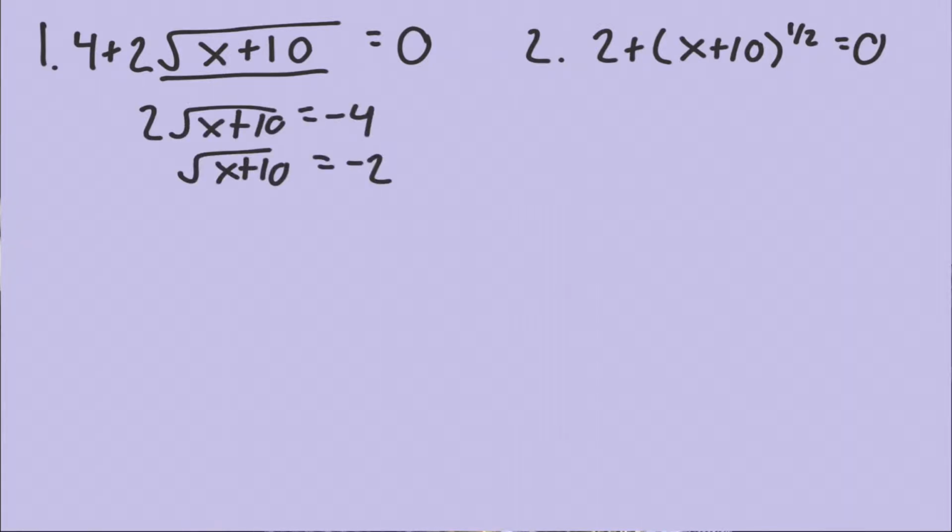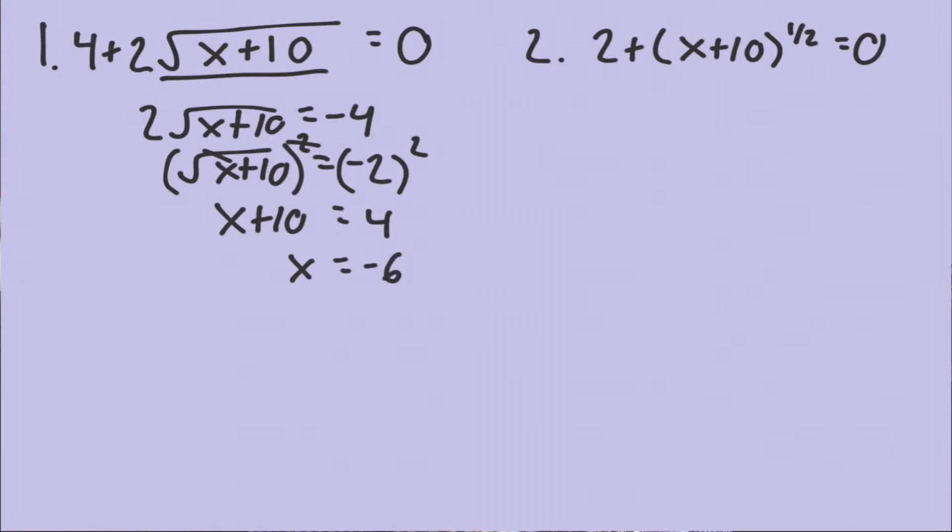Now we want to get rid of the radical. Because it's a square root, we can square both sides. If it was a cube root, we want to cube both sides, or fourth root, fourth both sides. Square root and squared cancel. Now we have x plus 10 on the left equals 4 on the right, so x equals -6.